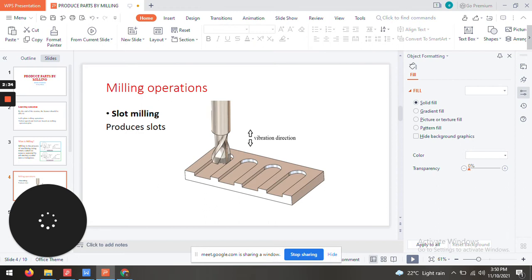Next, we're looking at the milling operations. The first operation we are starting with is slot milling. This is very basic. It's a process of producing slots on a workpiece. As you can see in the picture on your right hand side, when the cutter is introduced into the workpiece, it cuts a profile that takes the shape of the cutter, and the slot is produced as shown.